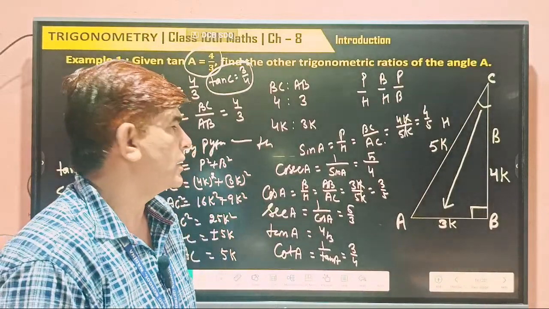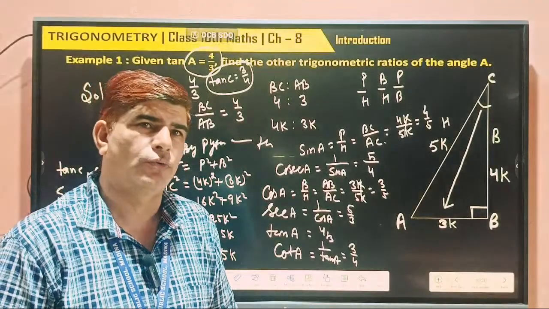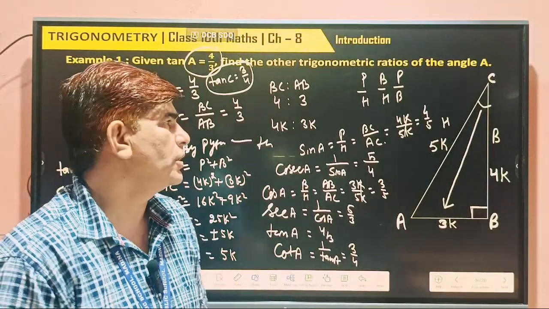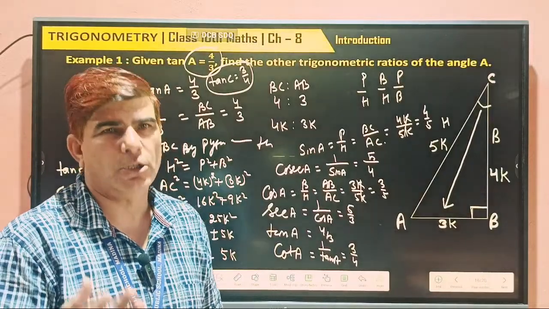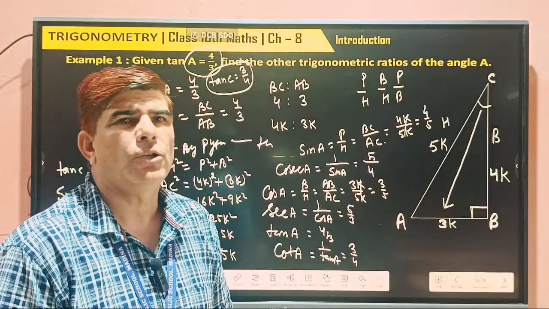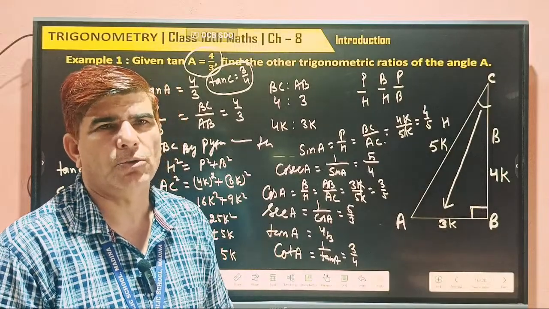You understand how we can measure the height of stars. Astronomers measure the height of a star by using trigonometry. And you are also able to measure the height of the Qutub Minar by using trigonometric ratios.